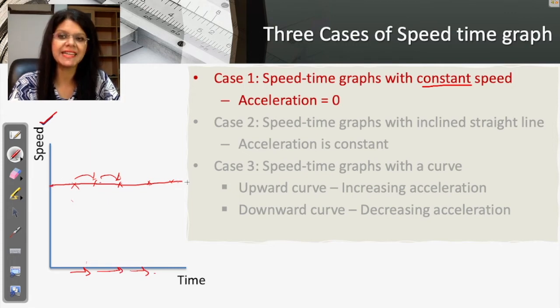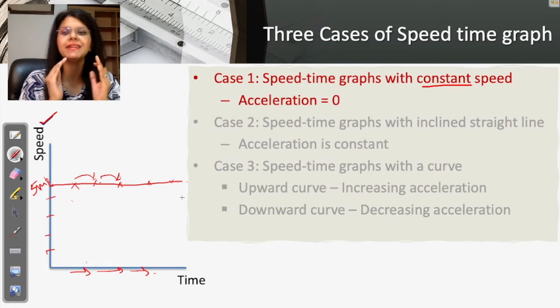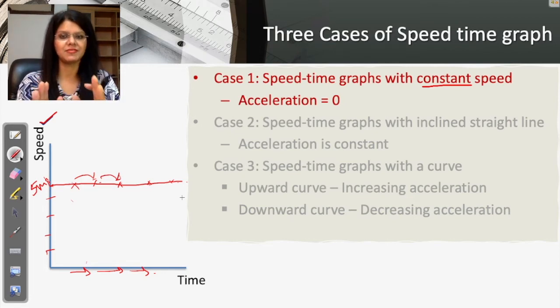Speed value is static. Say that the speed here is 5 meters per second. The speed is fixed at 5 meters per second, whereas the time is moving on. Time is moving on, speed is constant. You're maintaining a speed for all the values of time. So what is the acceleration? Are you increasing your speed? If you are not increasing your speed, you're not accelerating. You're moving at a constant speed. So acceleration is 0.